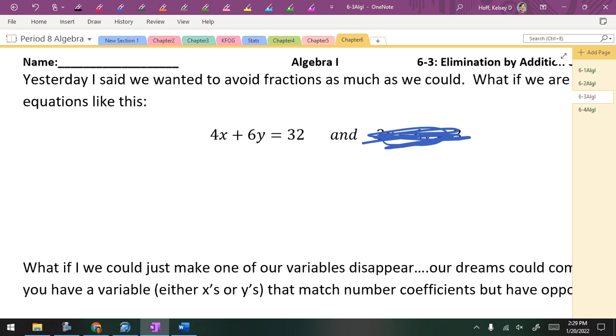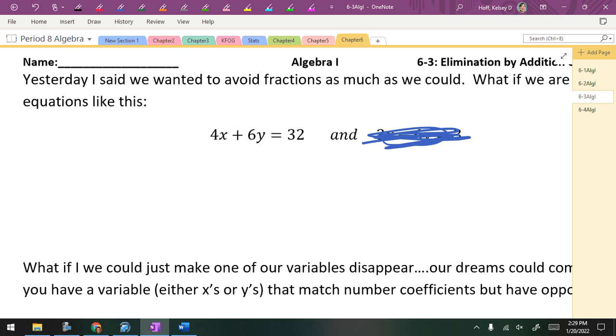Because if I have to get x by itself, I'm going to divide by 4, and 6 doesn't divide by 4 evenly. If I get y by itself, I have to divide by 6, and 4 doesn't divide by 6, nor does 32 divide by 6. And then we're back to that whole stupid F word of the fractions. Agreed? Okay, so here's number 3 for you today.